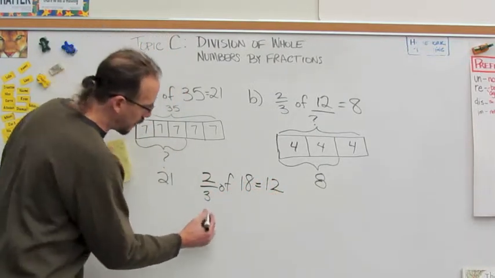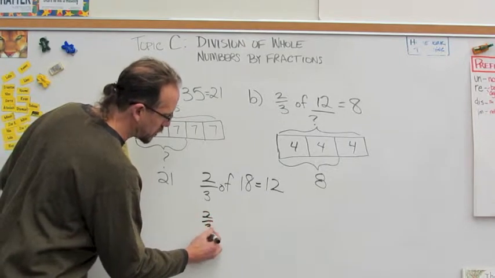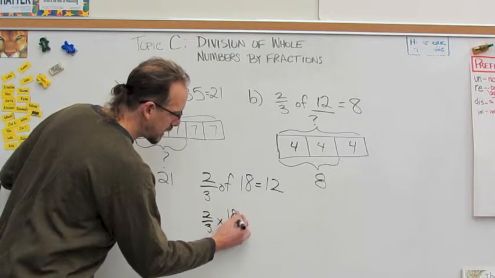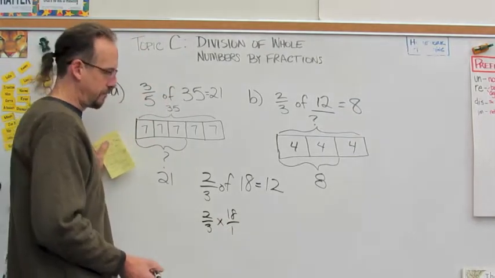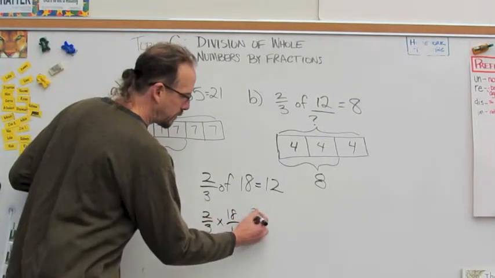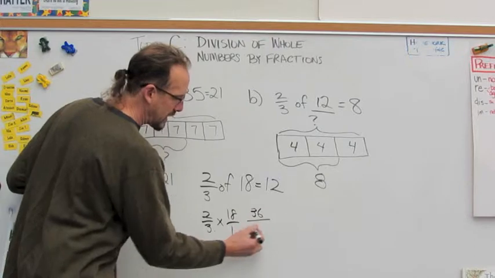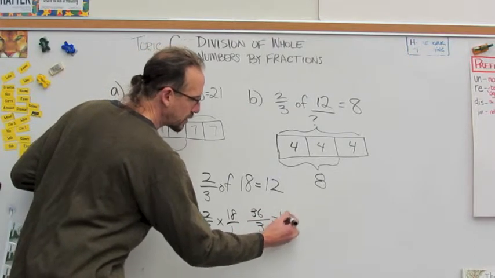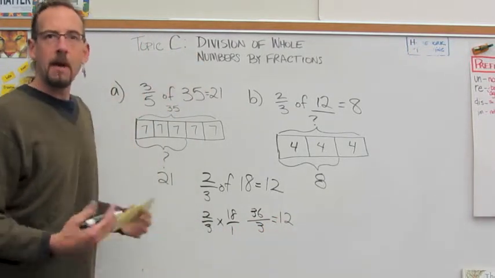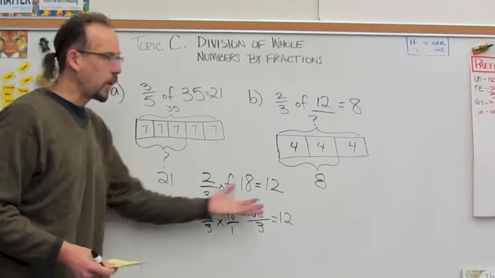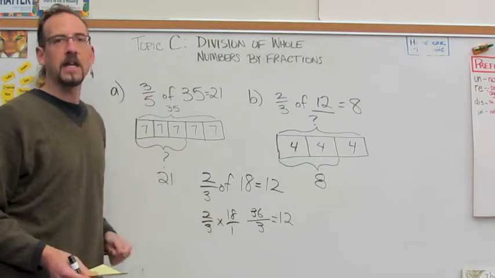Another way to think about it would be to do 2/3 times 18 over 1. 2 times 18 would be 36. We're still dividing it by 3, and we still get 12. There are many methods to get there, but these are quicker methods to help kids just to quickly get an answer.